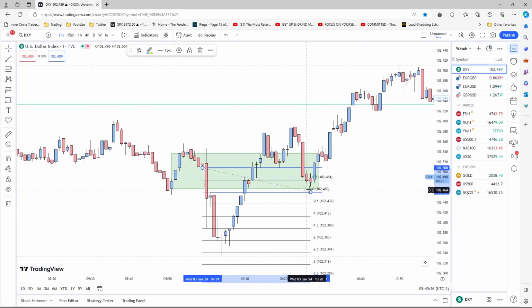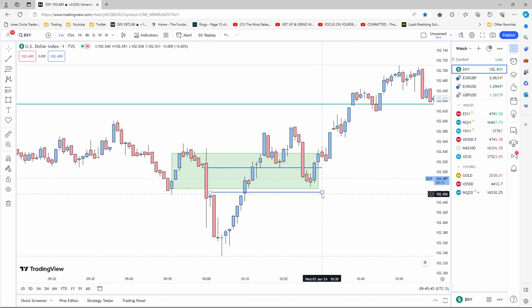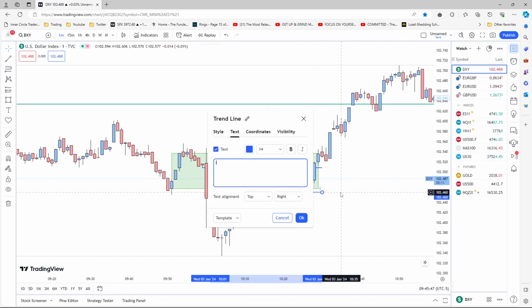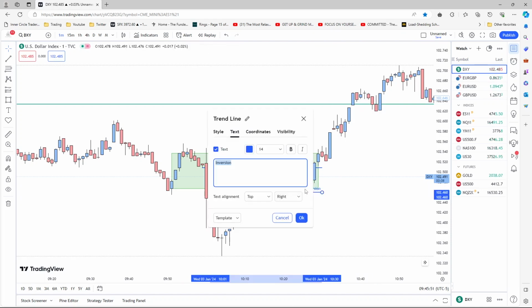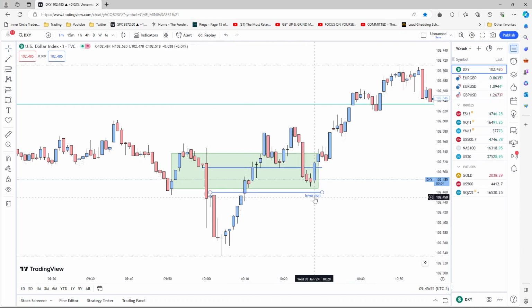And you can see price was hanging around the consequent encroachment level of this inversion level. Okay, so let's just, for the sake of the video, label that inversion, and let's put that text at the bottom. So that's an inversion, the blue lines, and that is the breaker block right there. Low, lower low. You take your up close candles, extend those out in time.